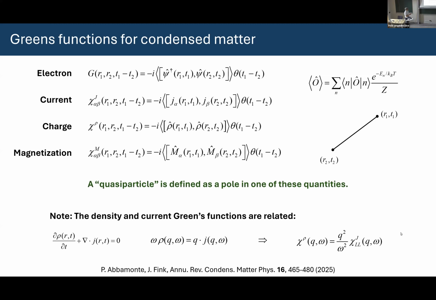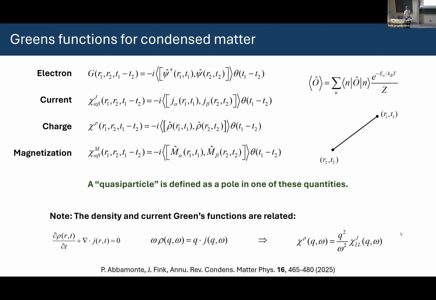The reason these things are important is they tell you how things move in solids. They tell you how they respond to external fields, as I'll describe. And they also define what the quasi-particles are of a system. A quasi-particle, by definition, is a pole in one of these things. In all of science, particles are poles in Green's functions. It's true in cosmology. It's true in condensed matter physics.